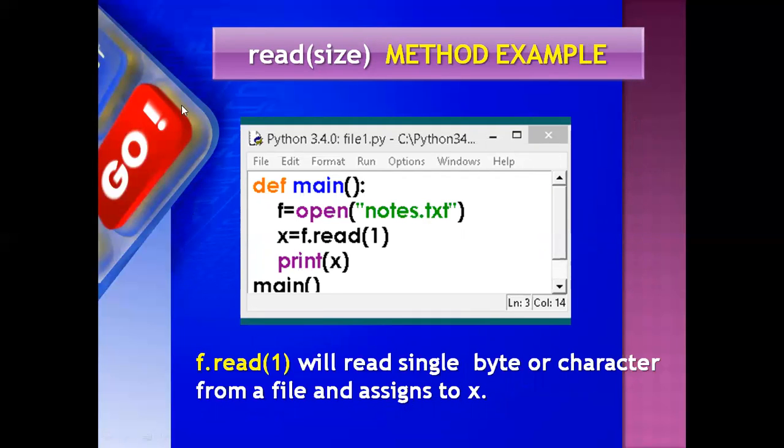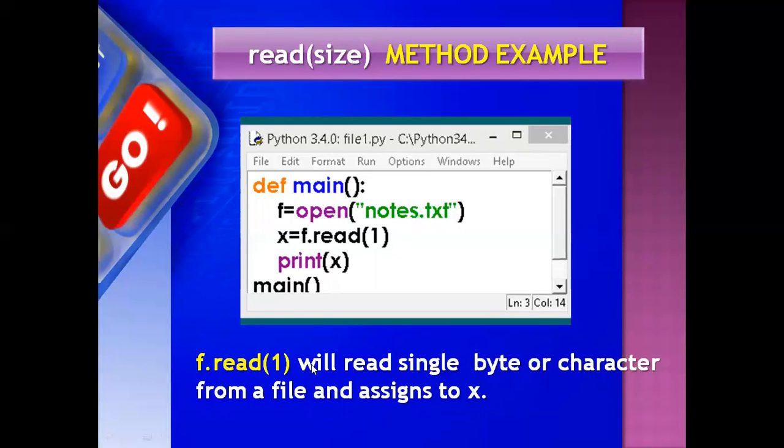See the example of read size. Same previous example, f equal open notes.txt. Here x equal f dot read 1. 1 means 1 byte will be read here. Print x, main, returning a main.